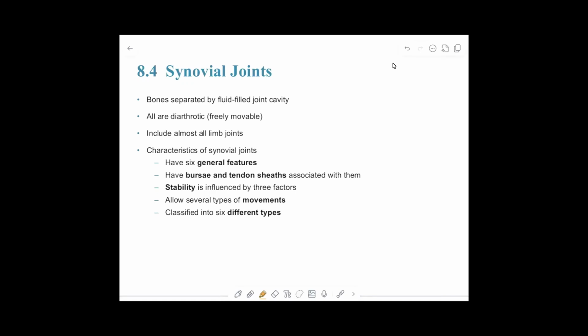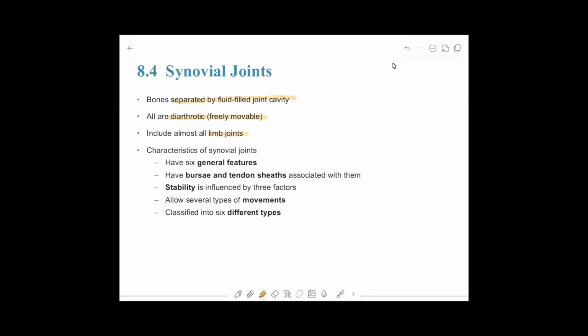The third classification of joints, as far as the structure, is the synovial joint, and these by far are the most complex. They have an actual joint cavity, which is not the case for fibrous or cartilaginous joints. The bones are separated by a fluid-filled cavity with synovial fluid. Their classification functionally is the diarthrotic or freely movable, and it essentially includes all limb joints.